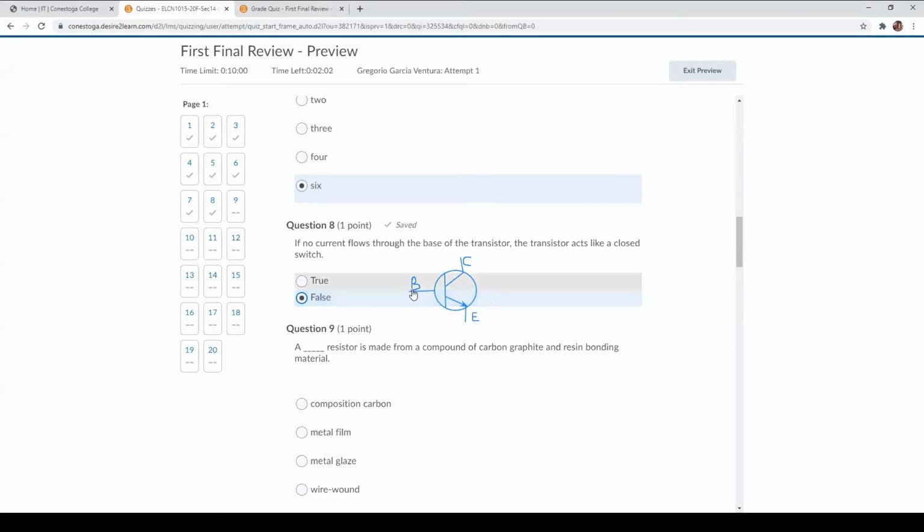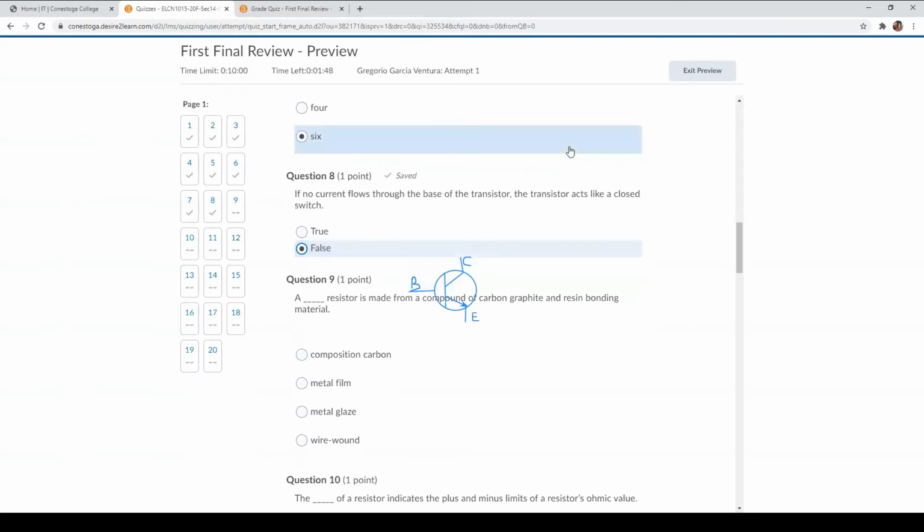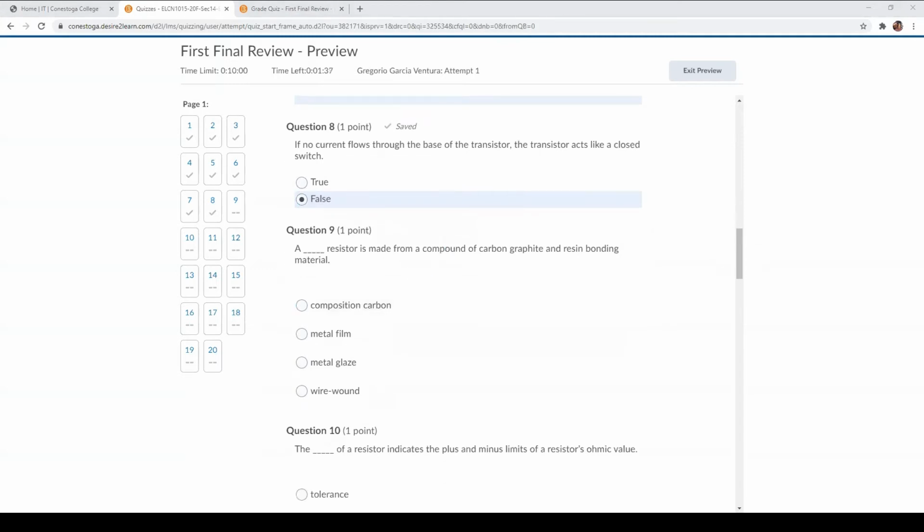So for the transistor to behave as a closed switch, it needs to have a base emitter current. So let's keep moving. Any questions about that? Oh, we are good. No questions at all? Okay, so let's keep moving then to question number 9.